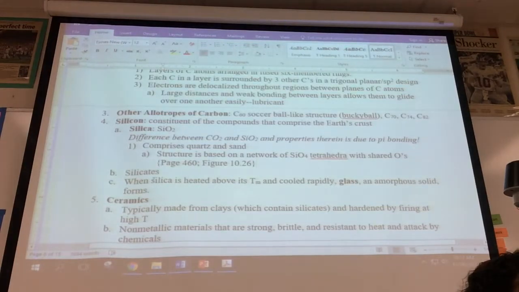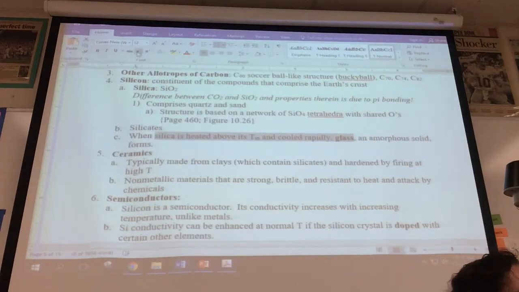What's really kind of cool is when you heat silica above its melting point and then you cool it quickly, you get glass, which is an example of an amorphous solid. And that's going to be polar covalent in nature, and so you could get those types of properties between water and glass that we talked about. And then this was the other piece, because you mentioned ceramics. Typically ceramics are made from clay, and clay does contain these silicates.